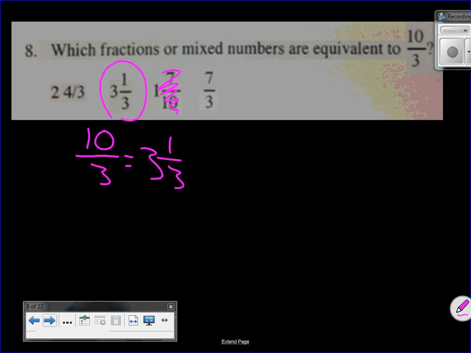How about 7/3? 7 over 3. Let's see what that looks like. How many 3's go into 7? 2. And what's left over? 1/3. We know that's not right. Now we have one right here. This means 2 and 4 over 3.